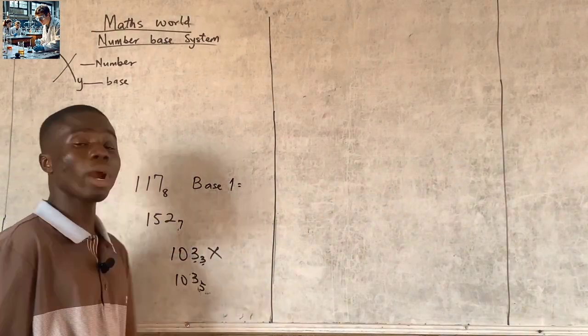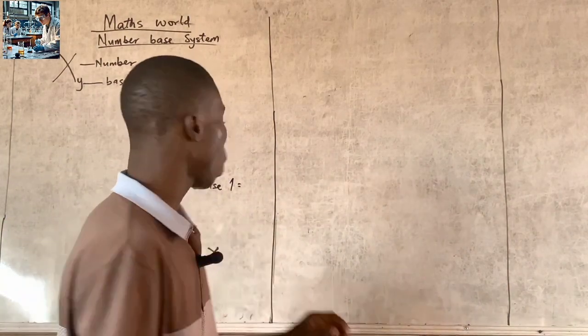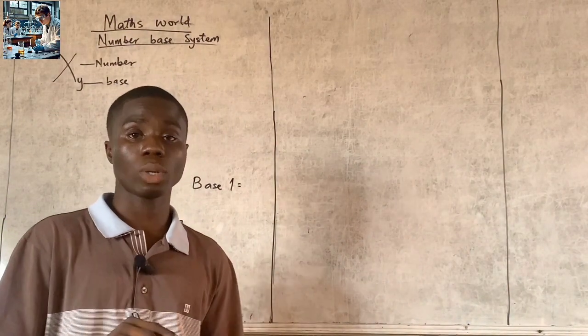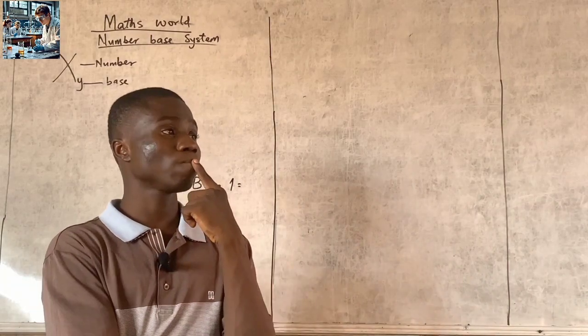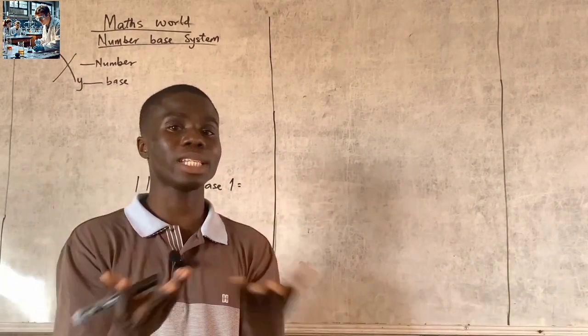Let's now see. Remember what I said? The number inside base 1 must be less than that one. And which number is less than 1? Yes, 0. It's only 0 that is less than 1, right?